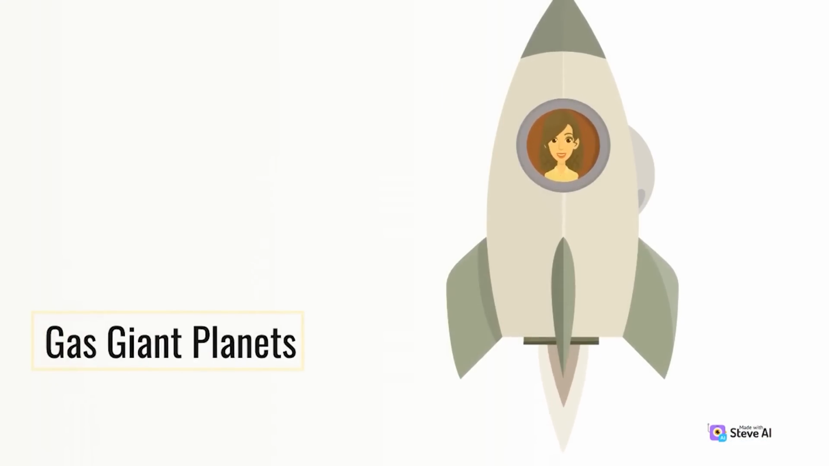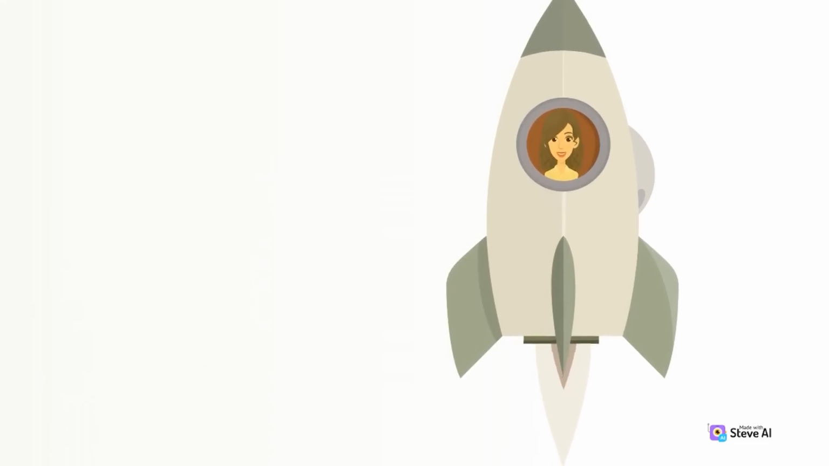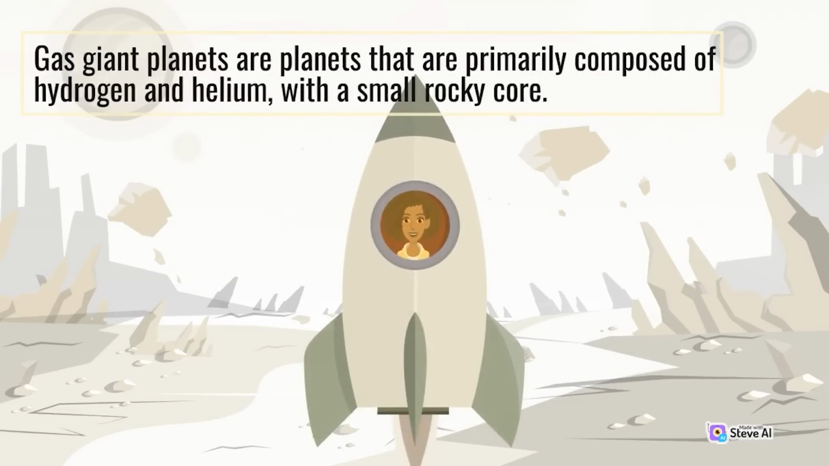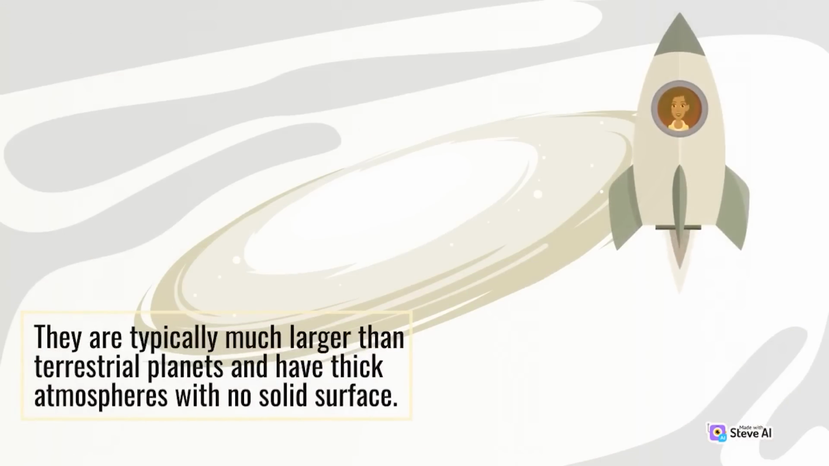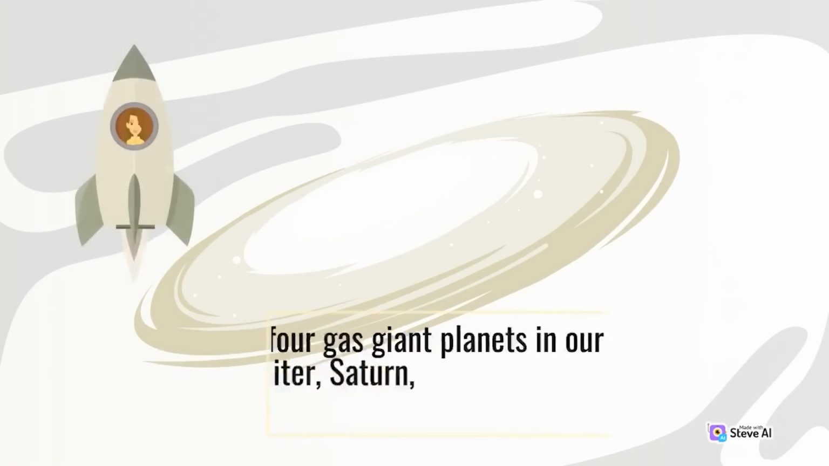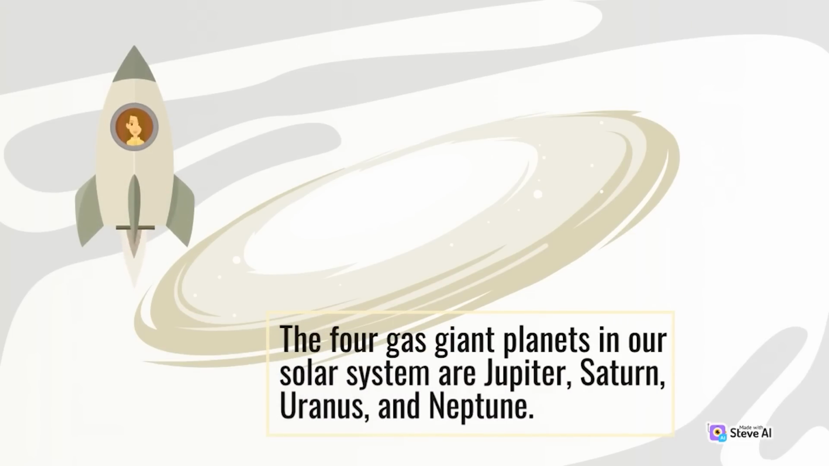Gas giant planets. Gas giant planets are planets that are primarily composed of hydrogen and helium, with a small rocky core. They are typically much larger than terrestrial planets and have thick atmospheres with no solid surface. The 4 gas giant planets in our solar system are Jupiter, Saturn, Uranus, and Neptune.